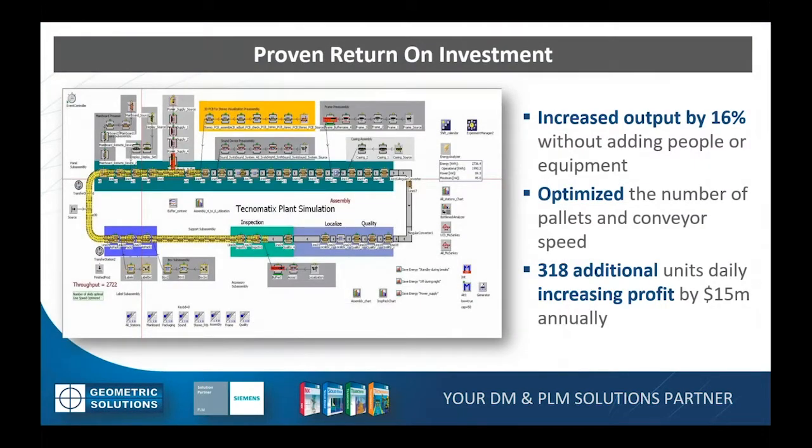What that did was that customer, using this tool to actually improve the system that they had, the system they've been running for a few years, they got 16% additional output without any people or equipment. They figured they got an extra 318 TV units daily. That equated to 15 million annually that they made in profit just from this change on optimizing a system that they already had running and they were happy with. So we use this tool to prove out things can happen, get better.